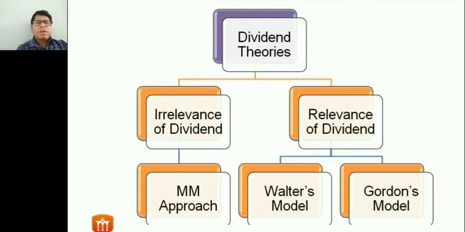Now, in the irrelevance approach, there is an approach known as the Modigliani-Miller approach, which shows how there is an irrelevancy of dividend. And in the relevance models, that is the Walter model and the Gordon model, represent the relationship between the value of the firm and the dividend.